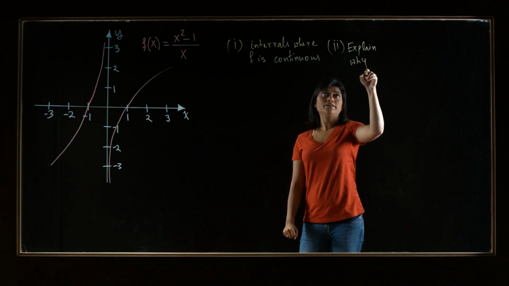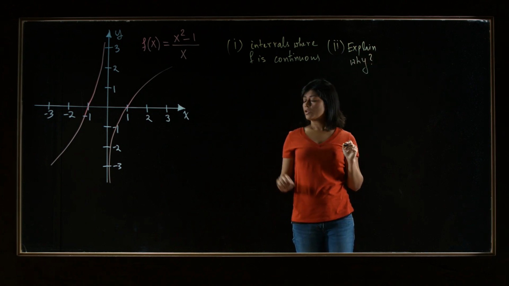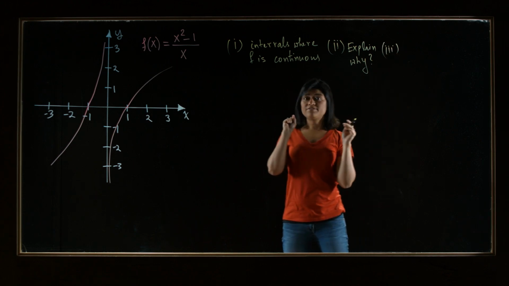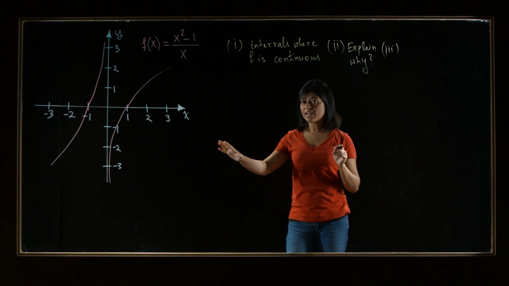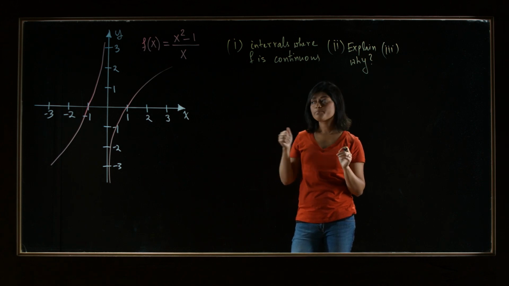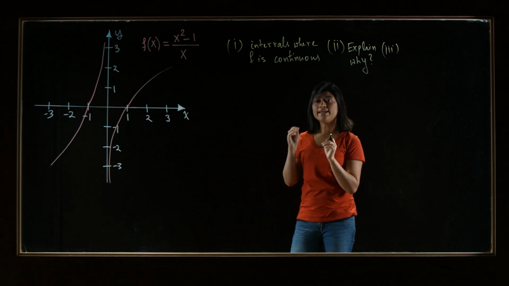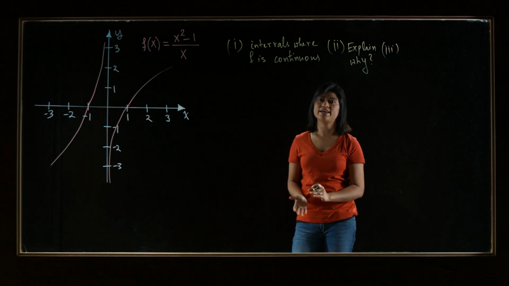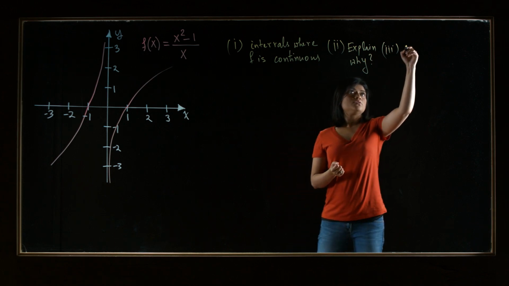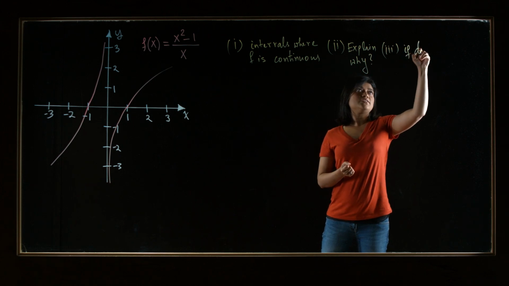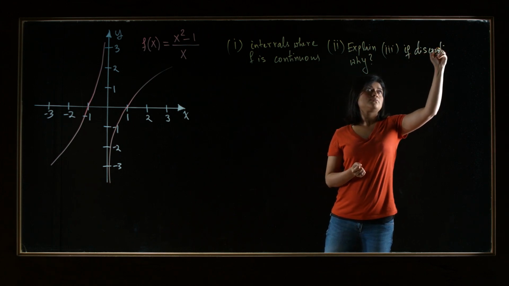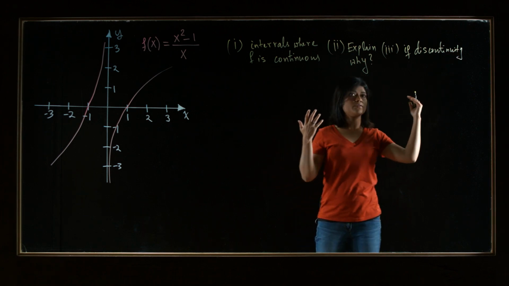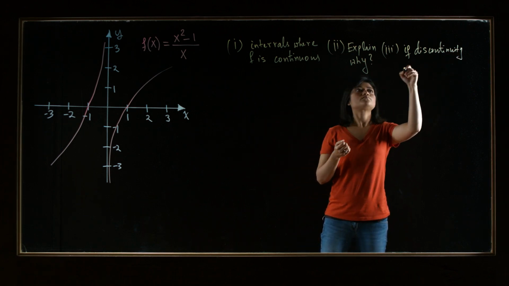And then finally, we have to see if there is any discontinuity, and if there is a discontinuity, we have to identify which conditions of continuity are not satisfied. So if there is a discontinuity, why is there a discontinuity? Basically, that's what we have to say.